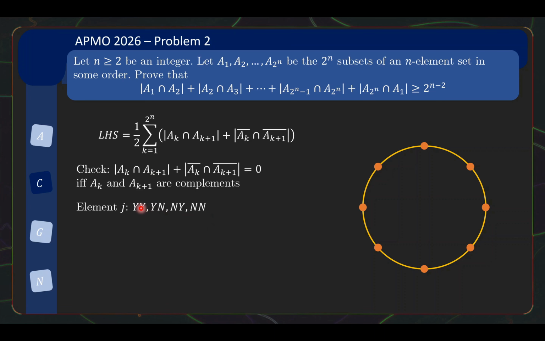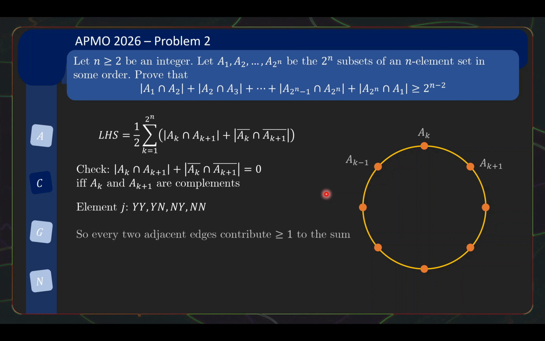If it's yes-yes, j will contribute a score of 1 to this, so this sum will not be 0. No-no, j will contribute to this, and the sum will not be 0. Therefore, for this to be 0, it must be yes-no or no-yes, which means the element j is in exactly one of them only. And this holds for every j. So if every element is either yes-no or no-yes, that's basically the definition that the two are complements. And you can check conversely as well.